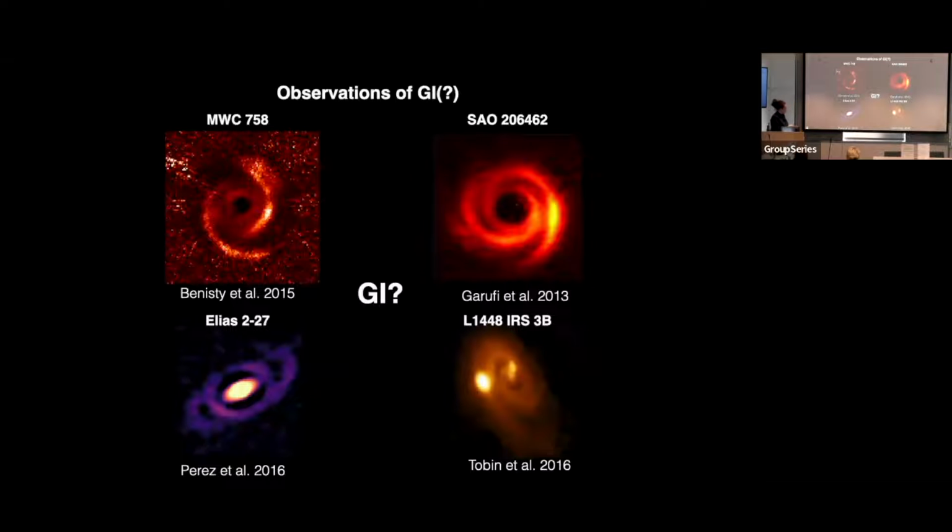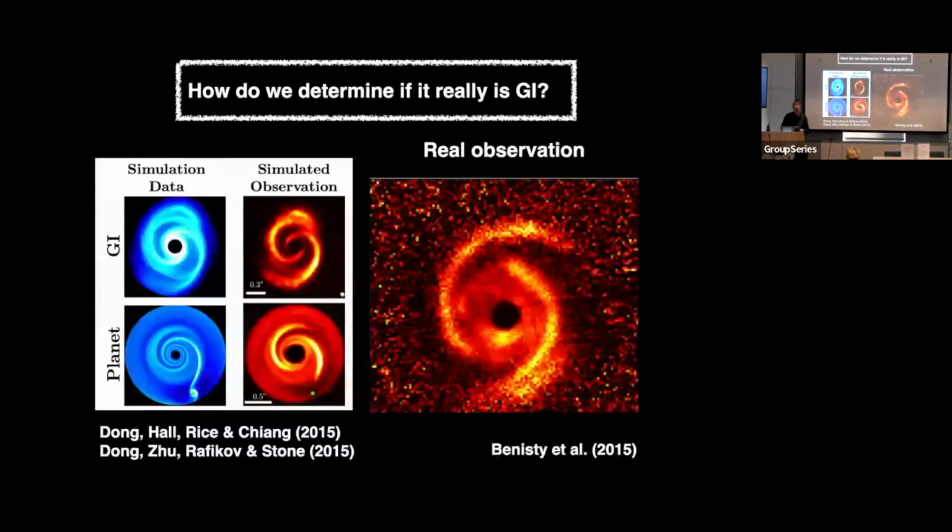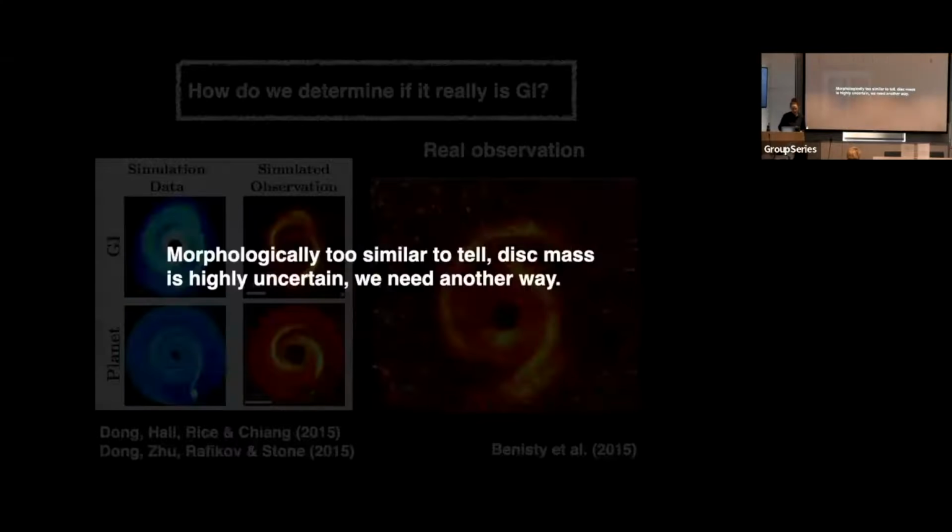So these bottom images that you can see here, they're at the millimeter. At the millimeter, you're probing down more to the midplane of the disk. One of the problems that we've been faced with is the morphological similarity of spirals caused either by gravitational instability or by planets. If you look here, this is a real observation, the MWC 758 system. It looks very similar to both spirals caused by gravitational instability and also spirals caused by planets. So this is a bit of a nightmare. Morphologically, too similar to tell.